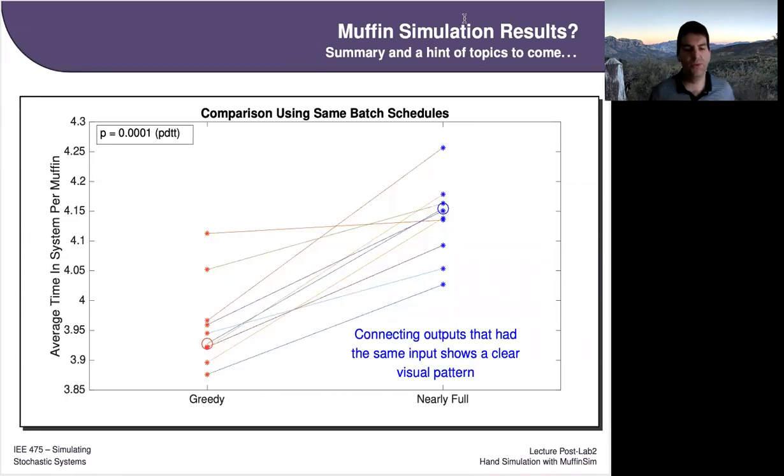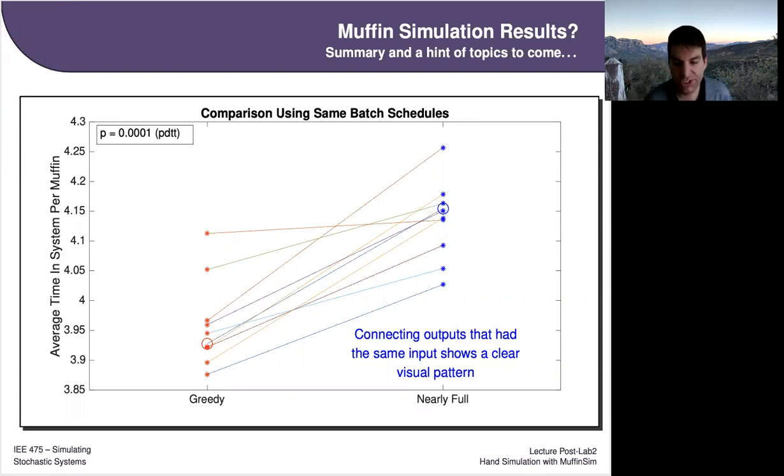So for now, the way we can depict that is every single point from the greedy policy we can pair with the point from the nearly full policy that had the same muffin schedule. And if we look at these, now we can see that almost all of these lines have an upward slope. I don't know if my camera might be mirrored, but hopefully you can see that they all move up an upward slope.